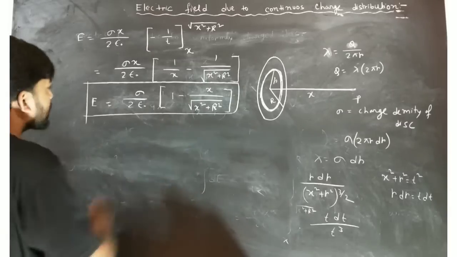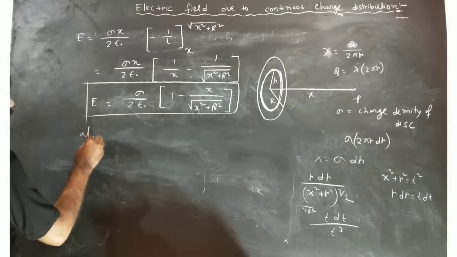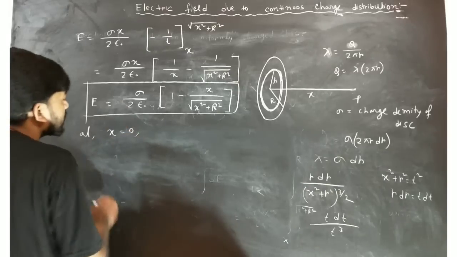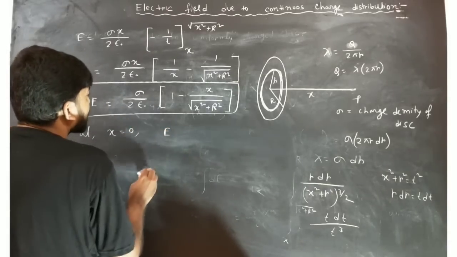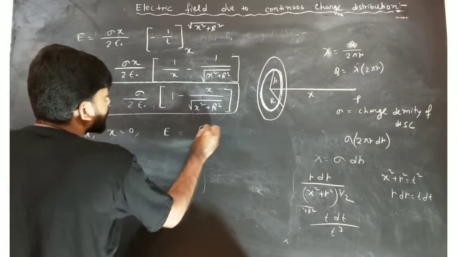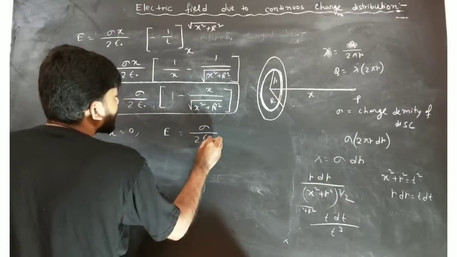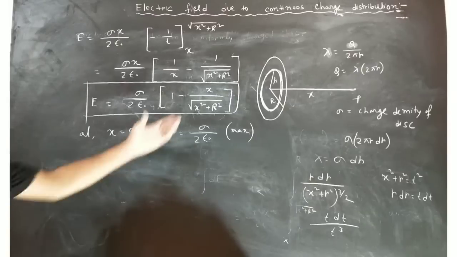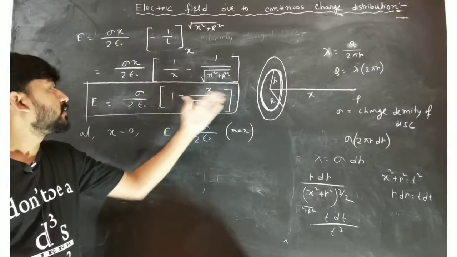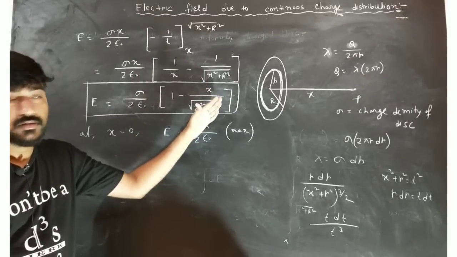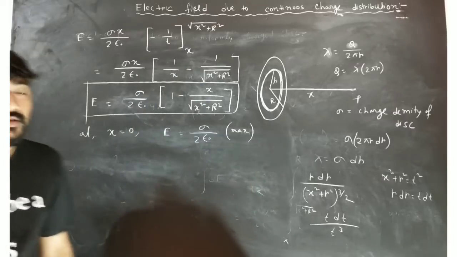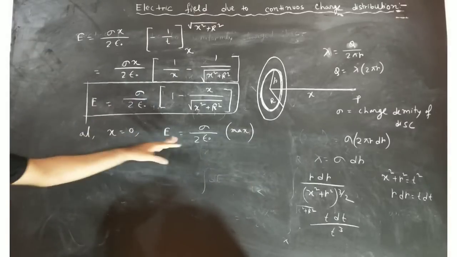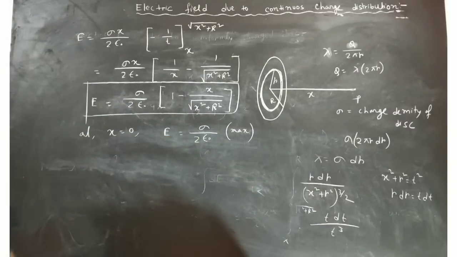So here you can see, at x equal to 0, E will be at the center, and that will be maximum, that is sigma upon 2 epsilon 0, the maximum value. Why is that the maximum value? Because for any other value of x, something will be subtracted from 1, so it will be less than this. So when x equal to 0, sigma upon 2 epsilon 0 is maximum.